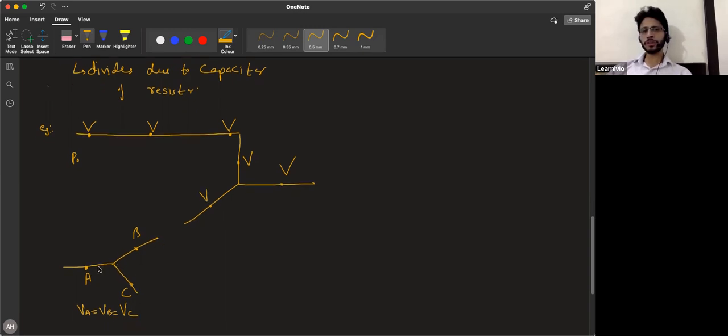Because you have this wire, right? When you have a wire, it is a conductor. The surface of a conductor is an equipotential surface. On every point potential will be the same. VA, VB, VC, everywhere potential is the same.